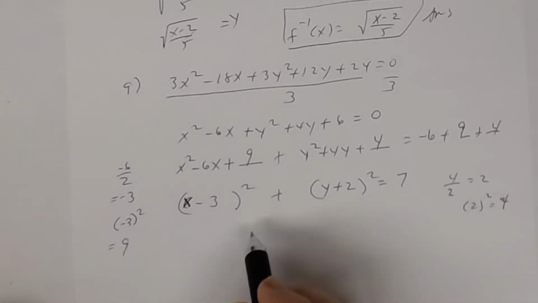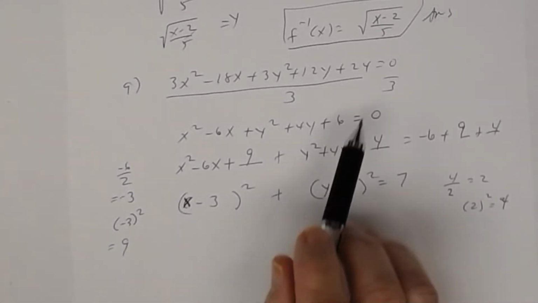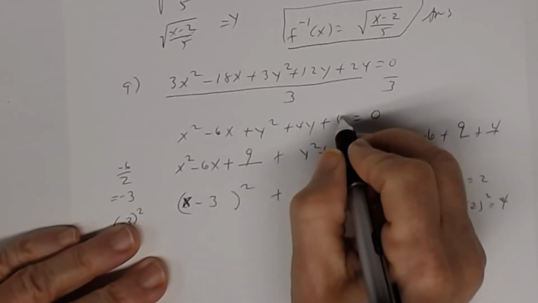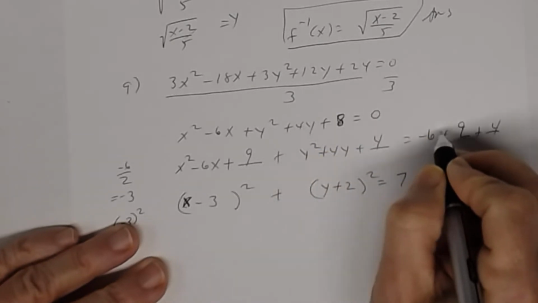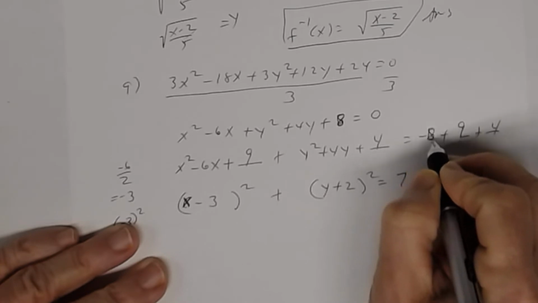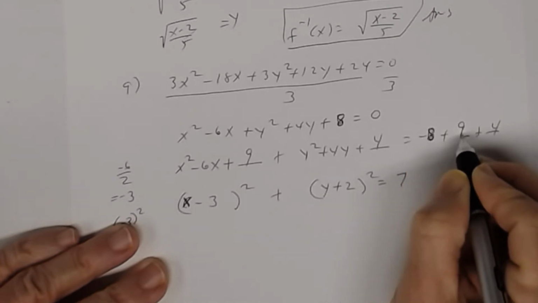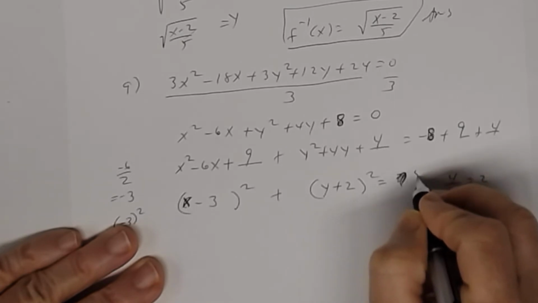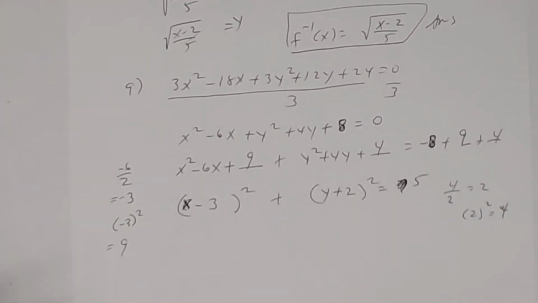All right, so I'm sorry, right here, I made a mistake. 24 divided by 3 is 8, so negative 8, and then negative 8 plus 9 is 1, 1 plus 4 is 5. So that should be a 5 right here. Okay? All right, so that's number 9.